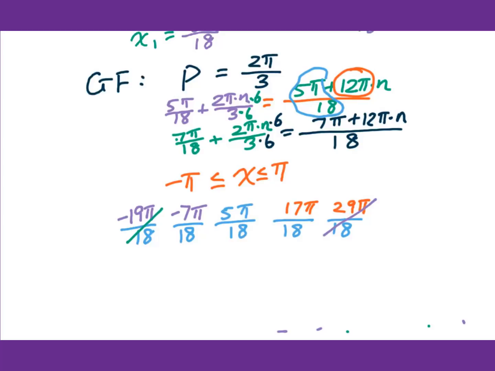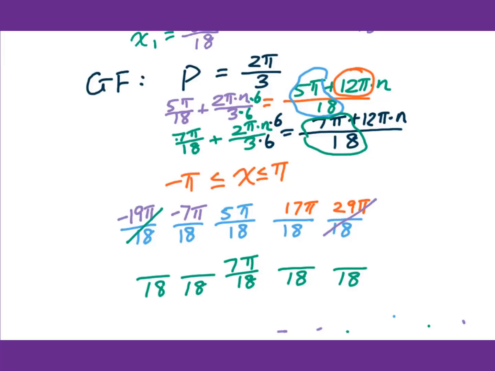Now let's go to this 7 pi over 18. So 7 pi over 18. Put the over 18 over 18. You need to keep adding 12 pi to the top on the right side. I got 19 pi over 18, which is already out of this domain.